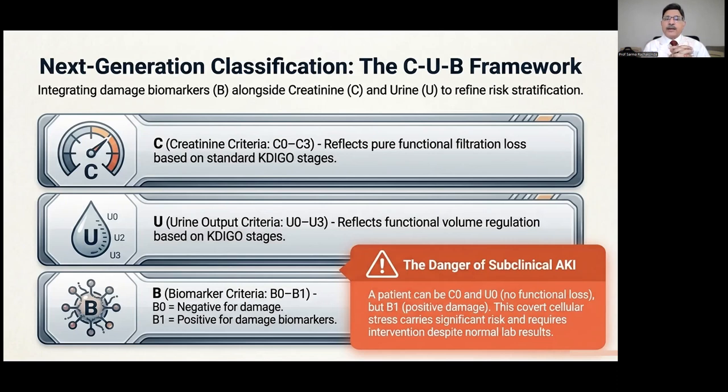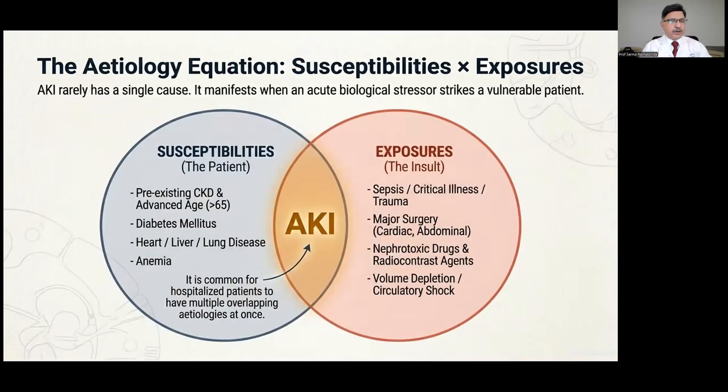Danger of subclinical AKI. A patient can be C0 and U0. That means there is no functional loss, but B1 positive, already covert cellular stress, carries significant risk and requires intervention despite normal lab results. You understand? So despite the normal lab results and urine output, if biomarkers are positive, you have to start treatment for that patient.